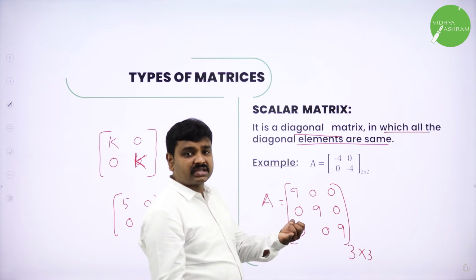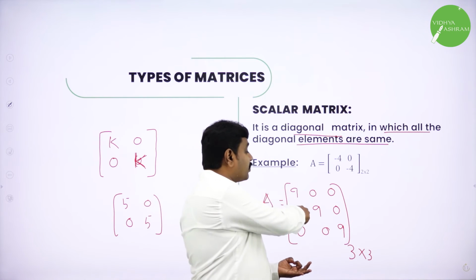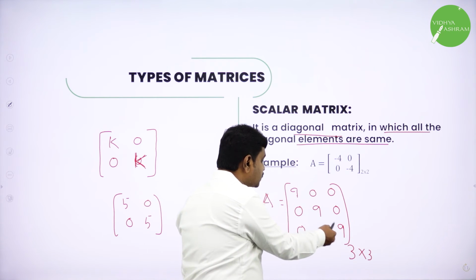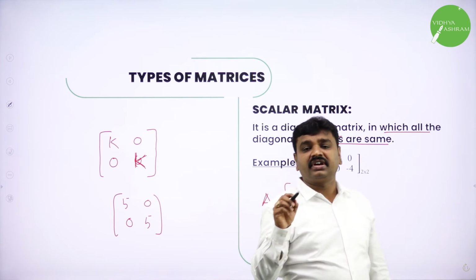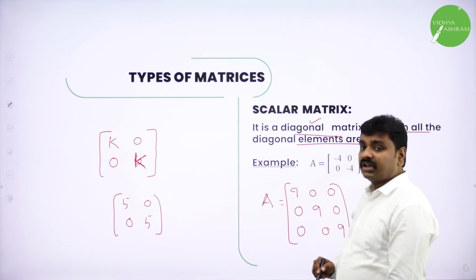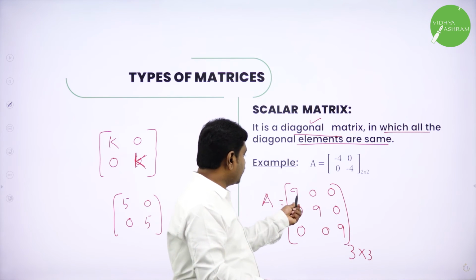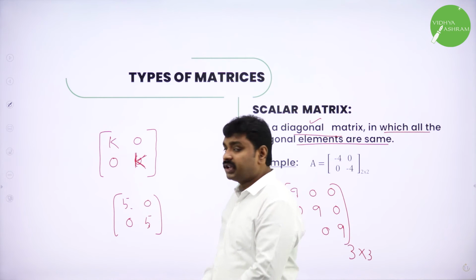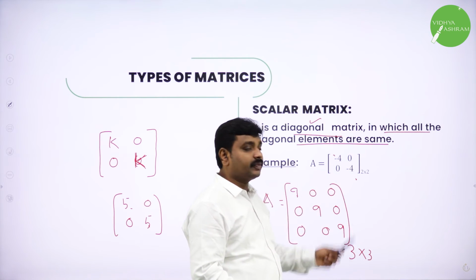It's a square matrix, it's a diagonal matrix, and now it's a scalar matrix. Why is it a scalar matrix? Because the diagonal elements are the same. So we define a scalar matrix as a diagonal matrix in which all the diagonal elements are the same. See here, all the diagonal elements are the same, 9, 9, 9. Here all the diagonal elements are the same, 5, 5. In my example, all the diagonal elements are the same, minus 4, minus 4.